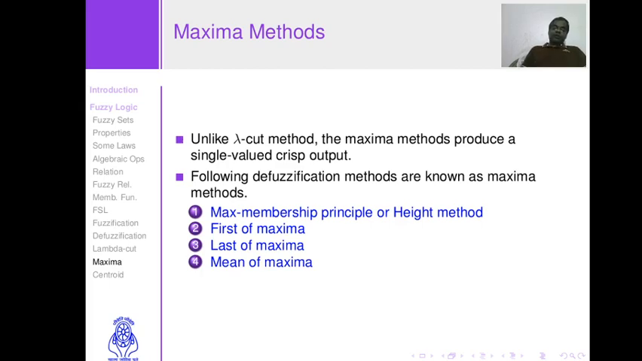So we start with maxima methods. There are 4 different maxima methods: max membership principle or height method, first of maxima, last of maxima and mean of maxima.